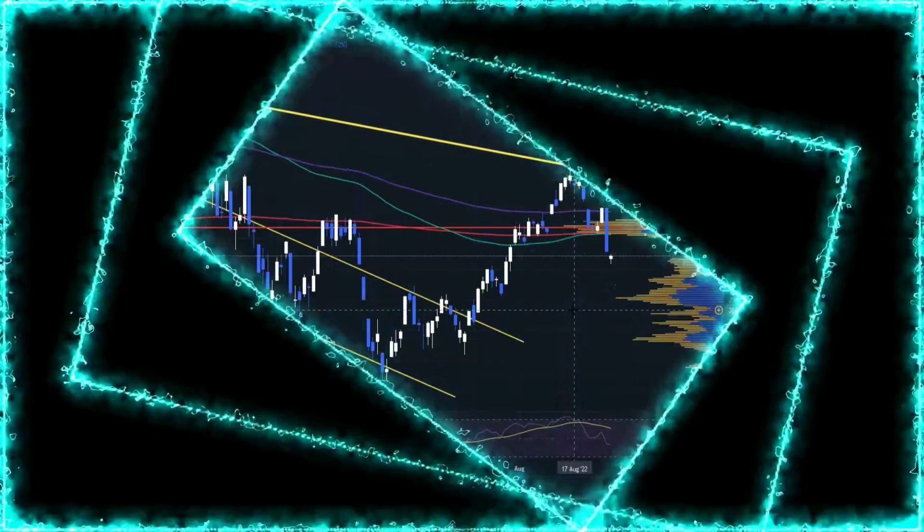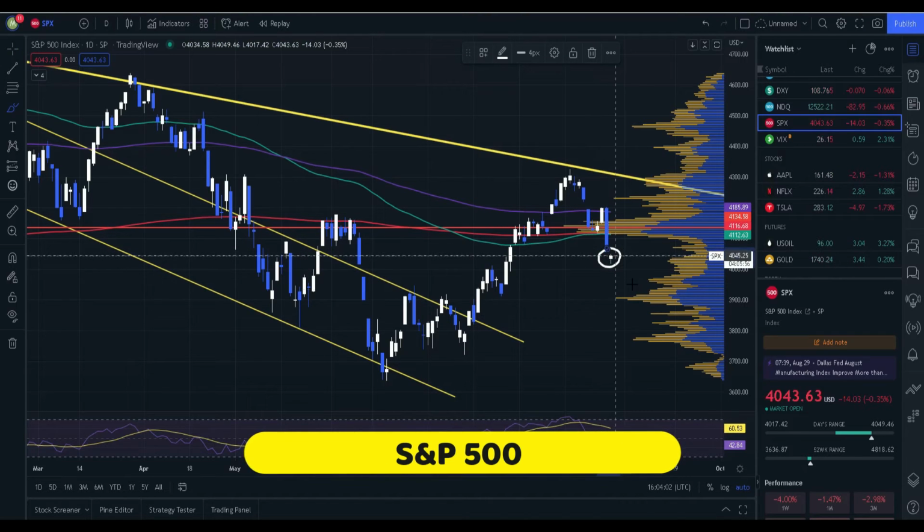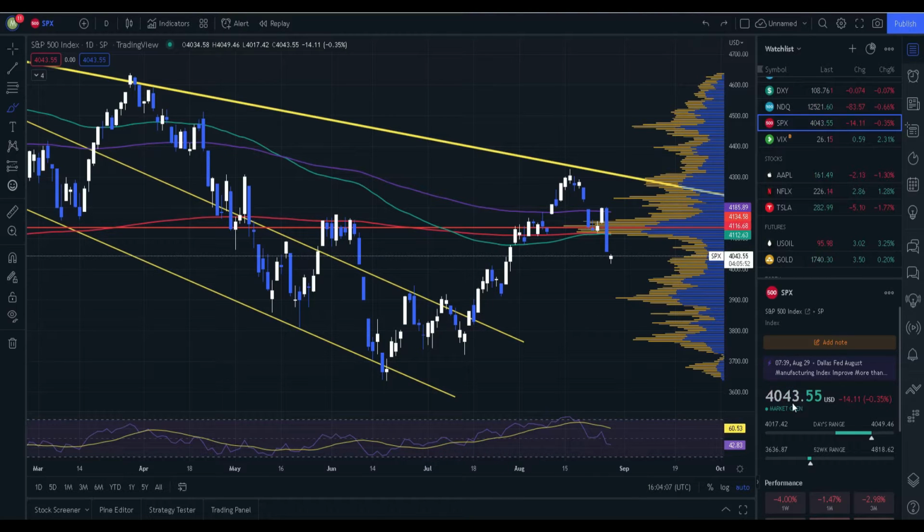Nasdaq and S&P 500 analysis. So today, 29th August, we can see that the market opened with a gap towards the downside, which is always a bearish signal. Towards the right side we can see 4043 is the current price for S&P 500.